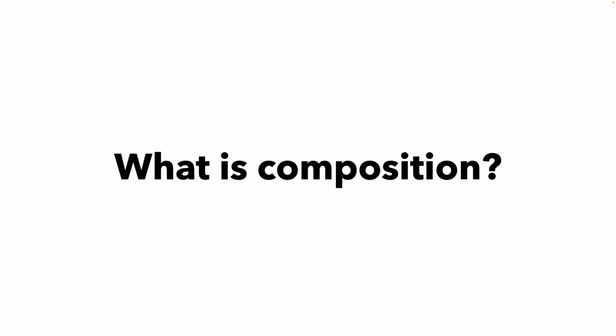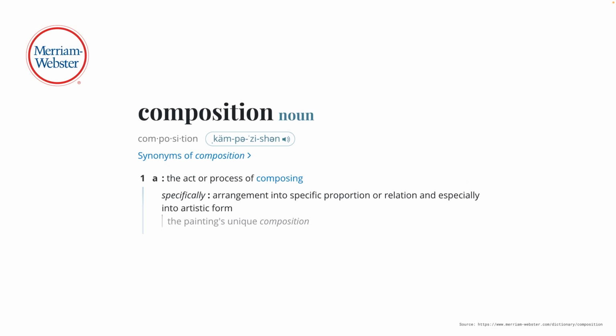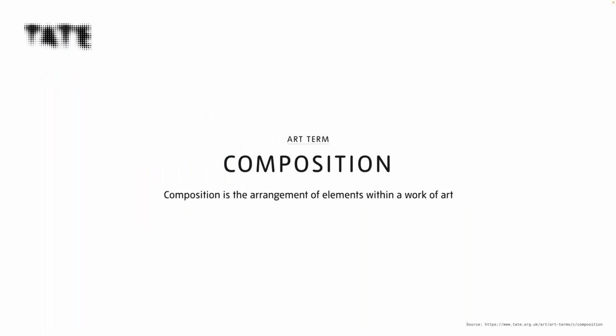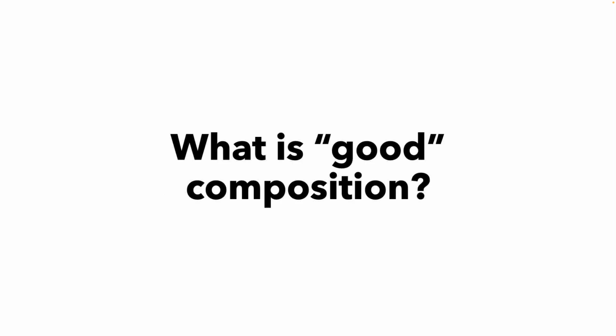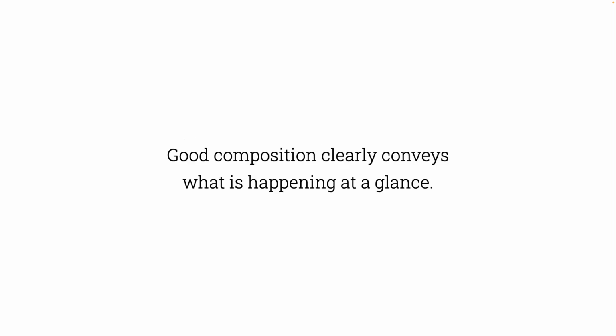What is composition? Merriam-Webster defines composition as the act or process of composing, specifically arrangement into specific proportion or relation, and especially into artistic form. This is a word salad. The Tate Gallery puts it in much simpler terms. It defines composition as the arrangement of elements within a work of art. So to put this into practice, let's start by defining good composition.